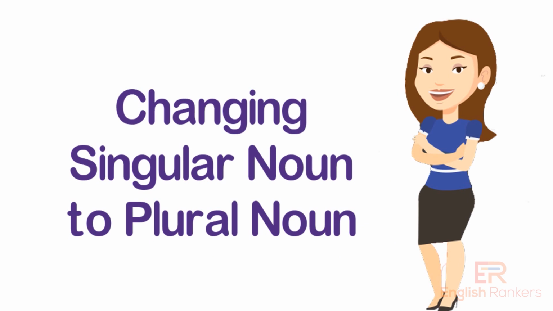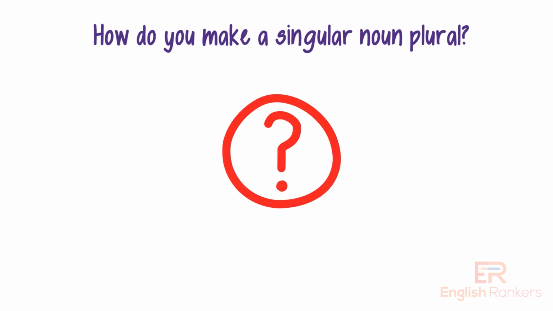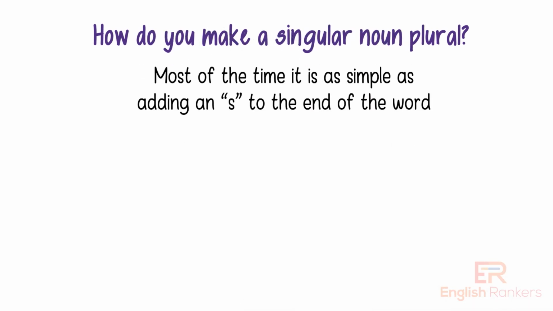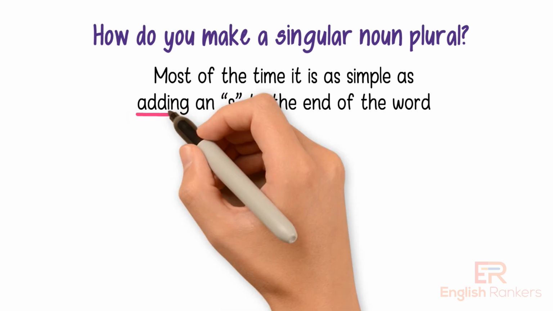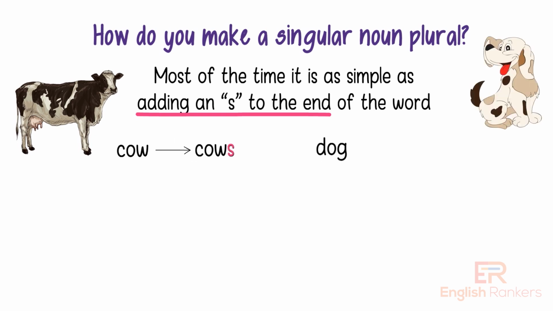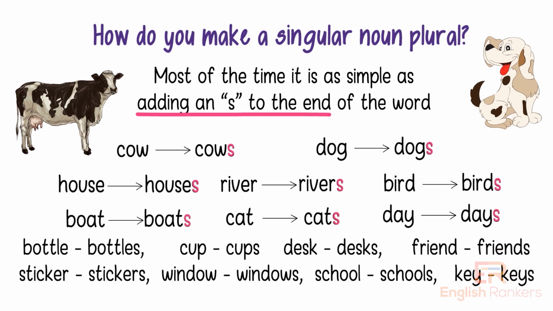This video takes a look at how singular nouns are turned into plural nouns. The rules for making the plural of nouns depend on the spelling and pronunciation. Most of the time, making a singular noun plural is as simple as adding an S to the end of the word. For example, cow, cows, dog, dogs, house, houses, river, rivers, and so on.